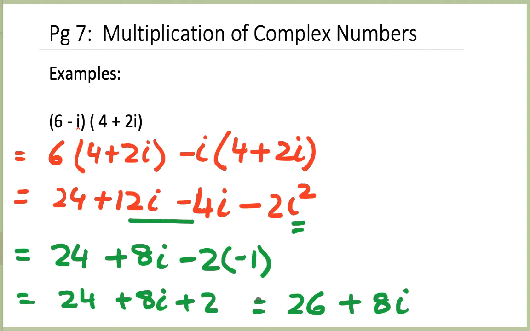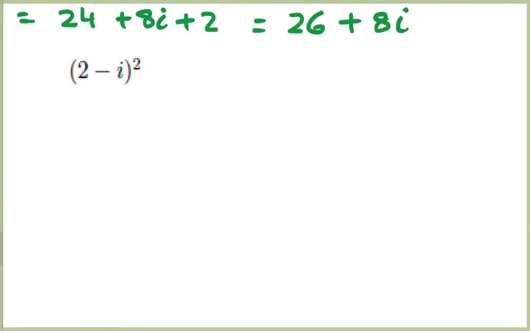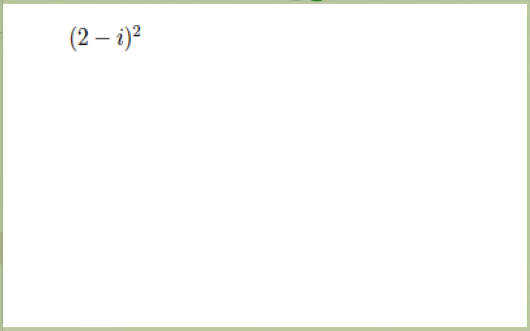Now let's look at one more example, which is 2 minus i squared. Okay, now if you remember the formula for (a plus b) squared, you can do that, but I would recommend opening up and writing it as 2 minus i times 2 minus i.